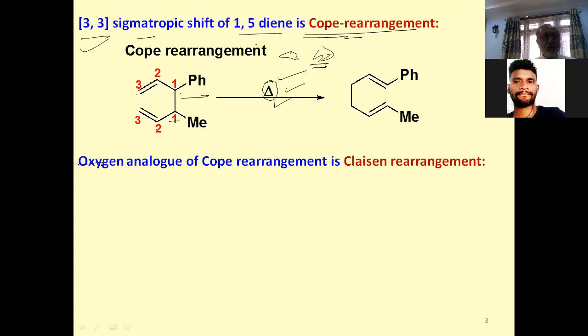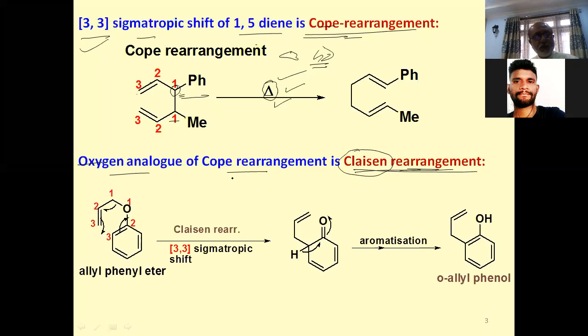The oxygen analog of Cope rearrangement is Claisen rearrangement. You have probably done this in college also, but without understanding the real theory behind it. It is also something like a 1,5 diene, but there is an oxygen in between. So instead of one carbon atom here, there will be an oxygen. At that time we call it Claisen rearrangement. The typical example of this one is this.